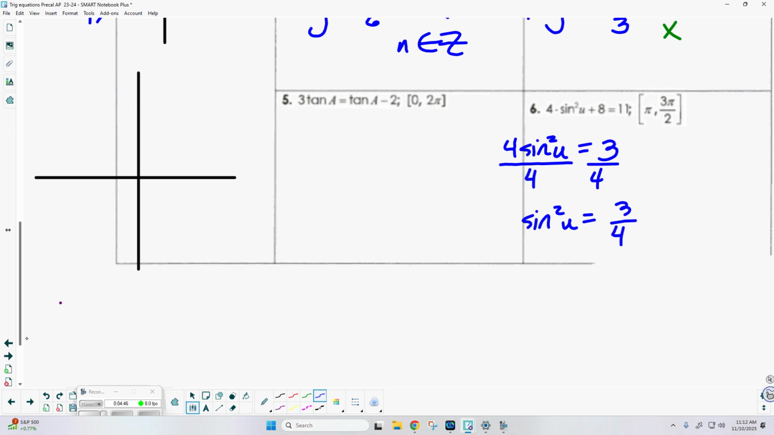Now I want sine, not sine squared. So how do I get rid of that square? Take a square root. There we go. Now, when you take the square root of a fraction, you apply the root to both the numerator and the denominator. So this is going to give me that sine of u is equal to the square root of 3 over the square root of 4, which is 2. And there's something I'm forgetting, though. Anybody know what I might be talking about? When you're solving an equation and you take an even root, I've got to put plus and minus in front of my value.